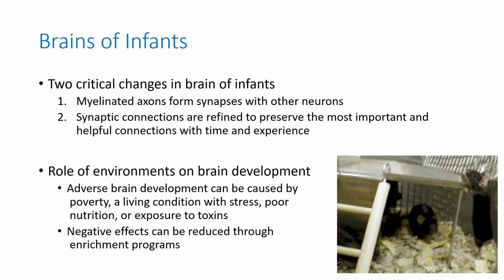So when we're looking at the brains of infants, there are two main critical changes that we start to see in the brain of an infant. One, we see that myelinated axons start to form synapses with other neurons. But then these synaptic connections are refined. So as the infant has experiences, those connections are reinforced.